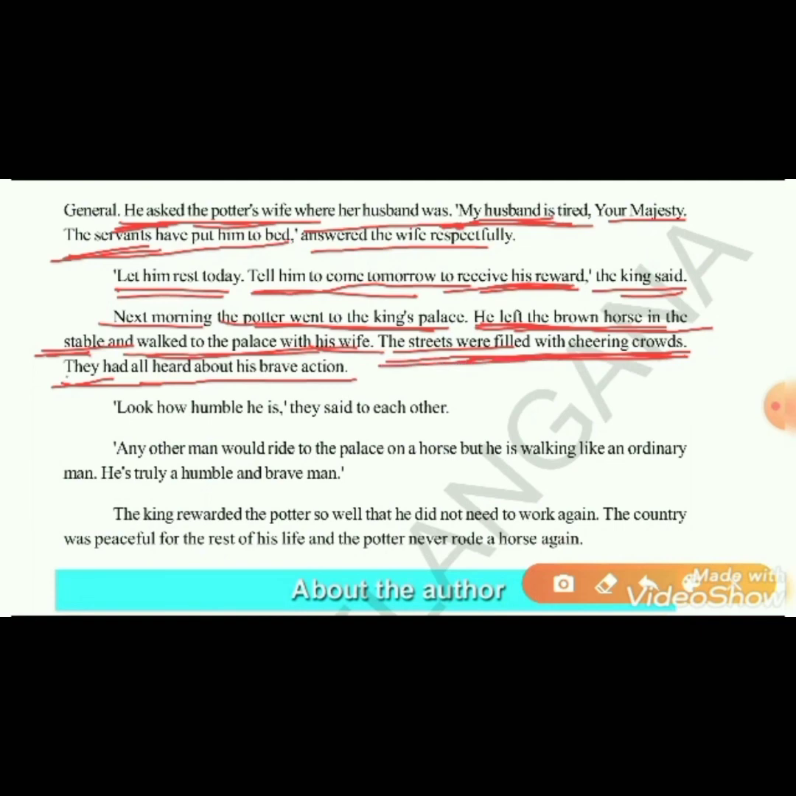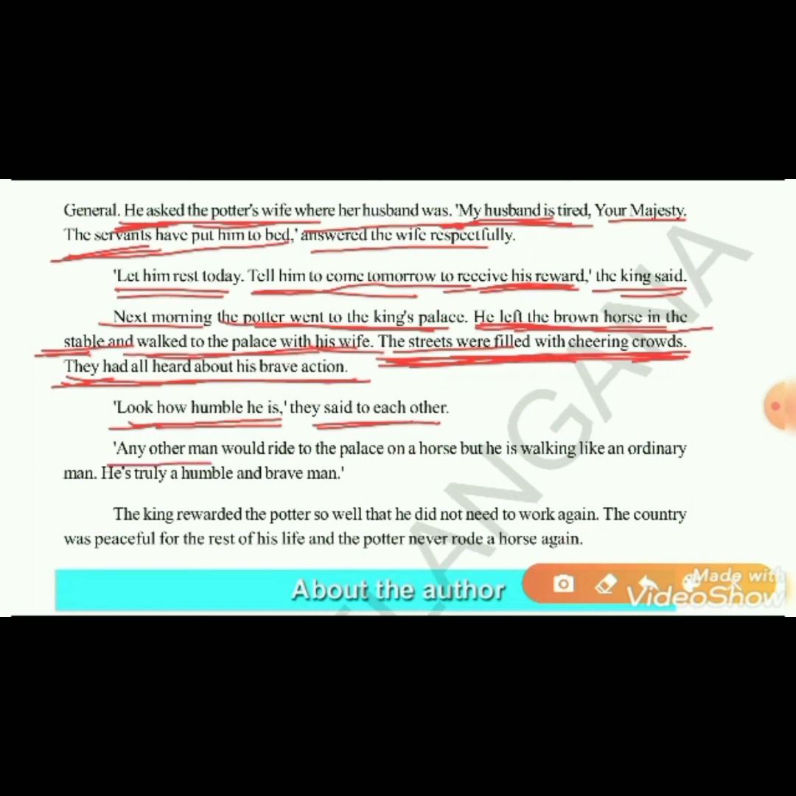Look how humble he is. What is the opposite of humble? Find out in the dictionary. Look how humble he is, they said to each other. Because if somebody wins something, they keep their chest forward and say, hey, I won it. But this man is not telling anything, but still he is like a simple man. He chased away the enemy, but see how simple he is.